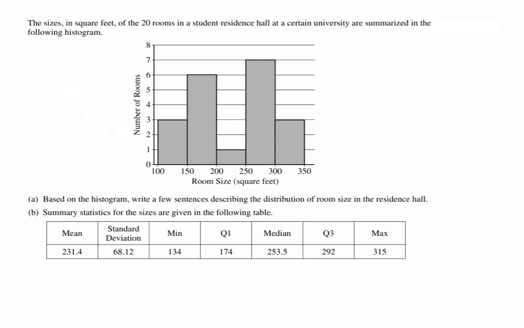It says to us here, the sizes in square feet of 20 rooms in a student residence hall of a university are summarized in the following histogram. And then there's this innocent little question in question A. It says, based on the histogram, write a few sentences describing the distribution.